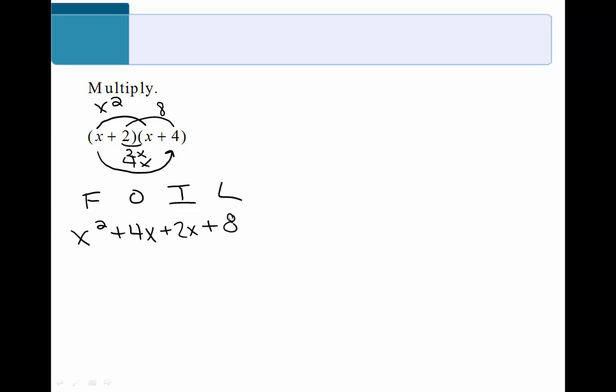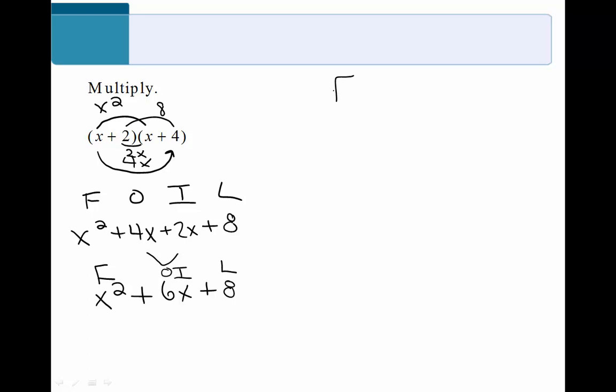Now notice our outer and inner together, we combine those, and that gave us our 6x. So that's our outer and our inner combined. Our positive 8 came from our last, and our x squared came from our F. Okay? So think about that.